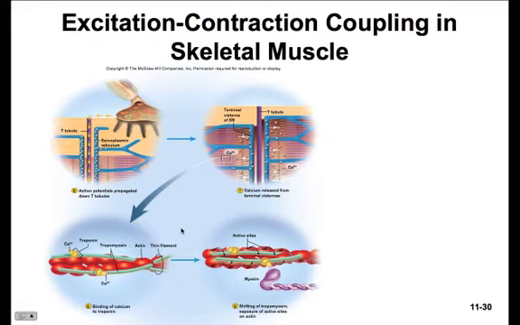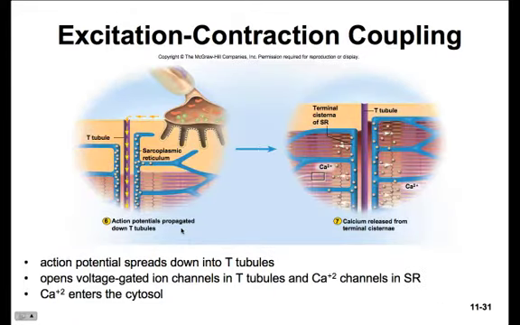This figure is in your textbook and will really help you understand the process. The action potential will spread down the T tubules. Remember, the T tubules were invaginations of the cell membrane that literally cause pipelines all the way through the cell that are continuous with the outer cell membrane of the cell.